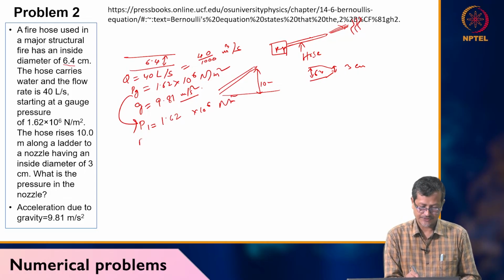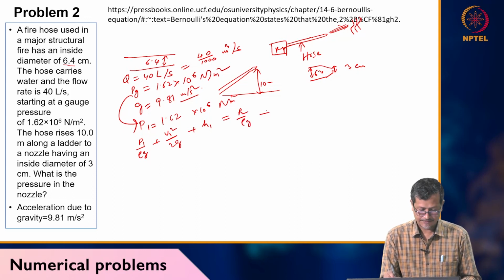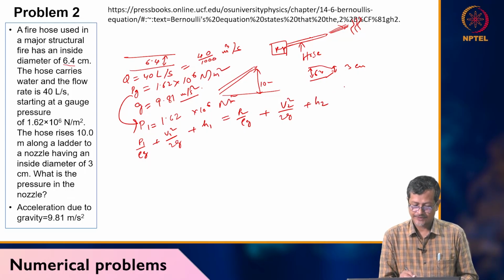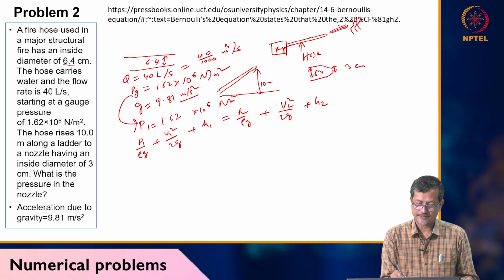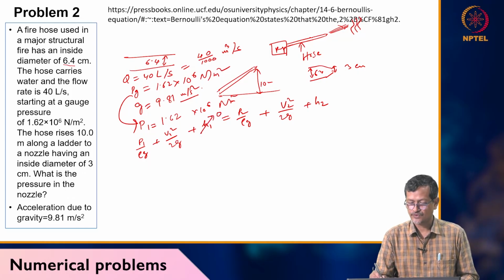Now you have to apply Bernoulli's equation. Bernoulli's theorem says P1 by rho g plus V1 square by 2g plus H1 equals P2 by rho g plus V2 square by 2g plus H2. Here we are assuming friction losses and other losses are not there. At the initial stage of the pipe the elevation is H1 and at the end the elevation is H2. If we assume no elevation initially, H1 is 0, and H2 will be 10 meter only.